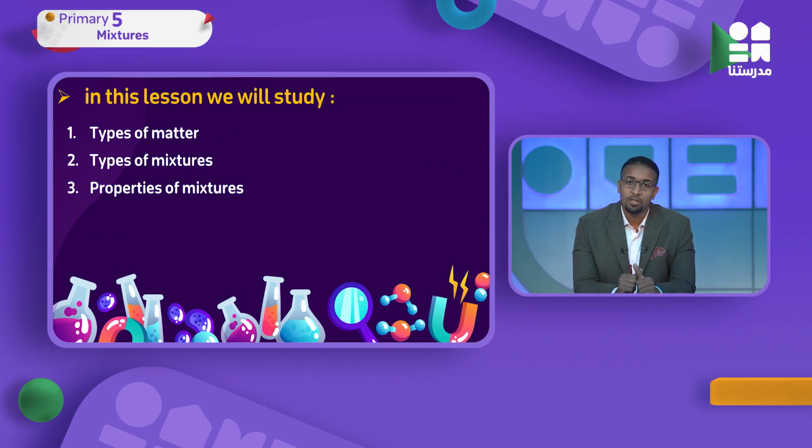First property, mixture can be separated easily. Components of mixture can be separated easily, and each component keeps its own property, and we can add any component with any ratio. After that we studied formation of mixture. How can we make a mixture? We had three methods to make mixture, like stirring, shaking, and grinding.